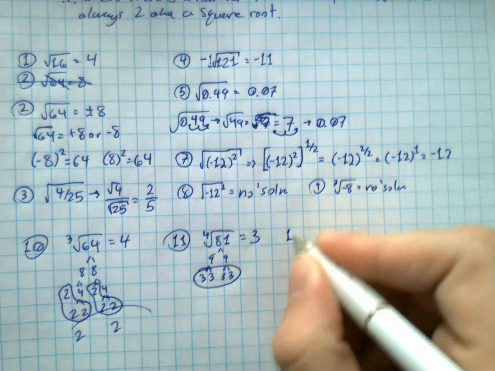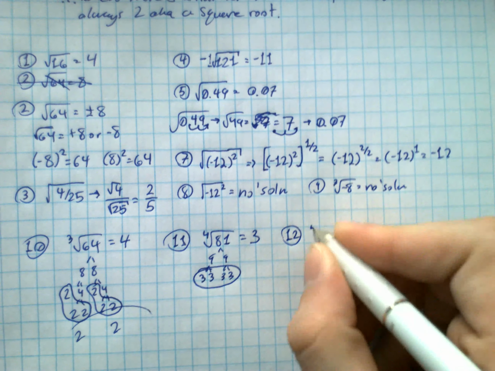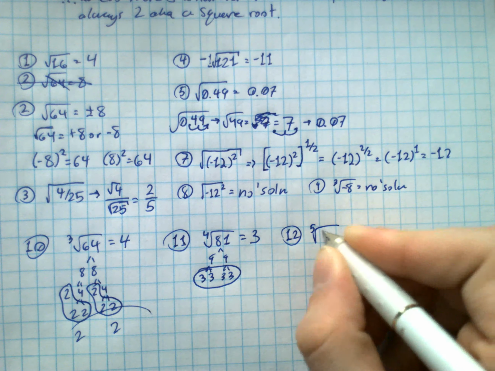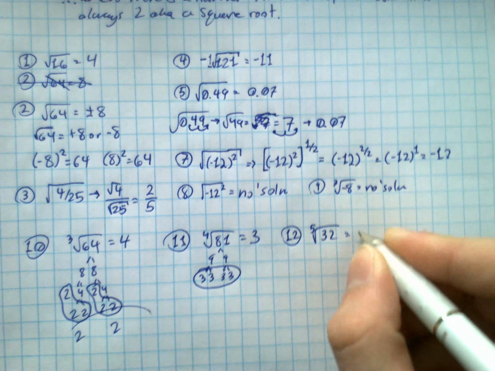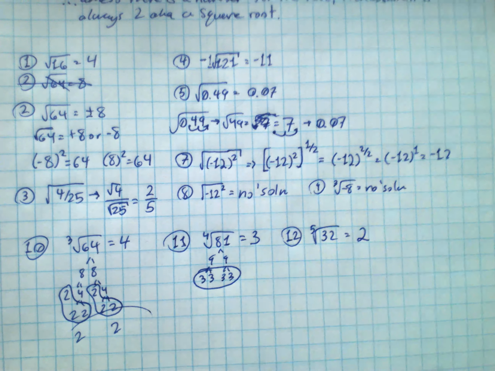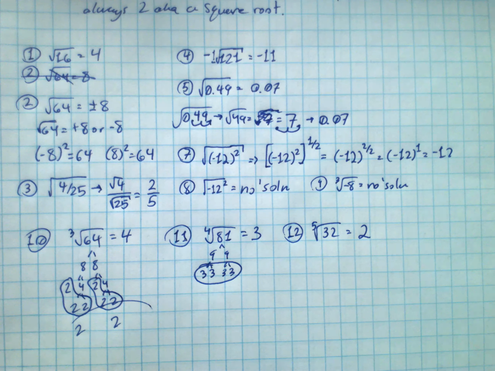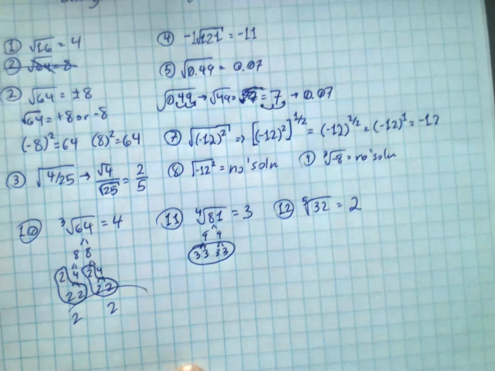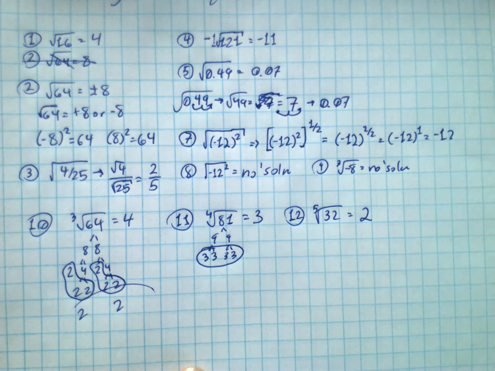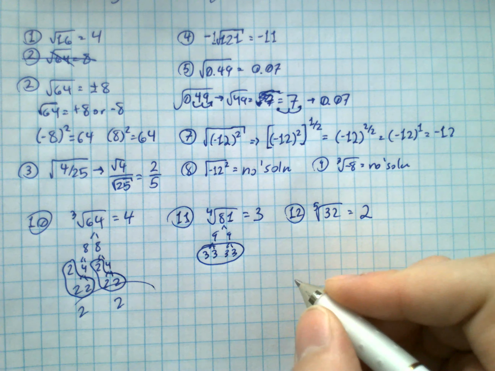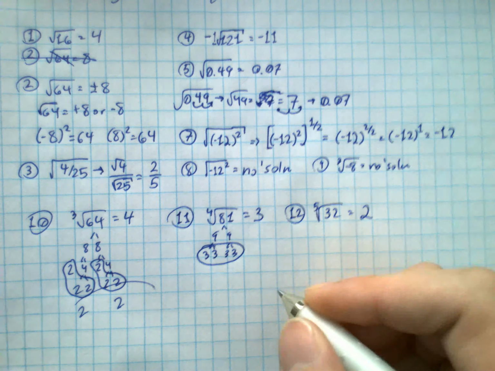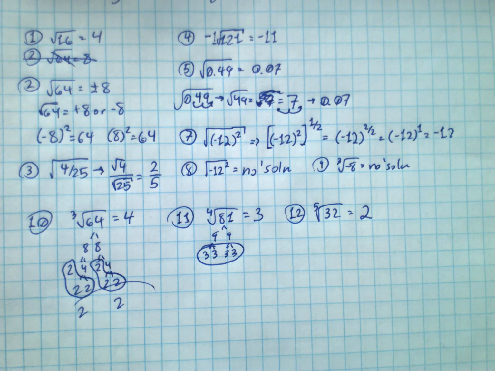Number 12. What about the fifth root of 32? I'm just going to give you a spoiler on that one. It's just 2. 32 splits into 8 and 4. 4 splits into 2 and 2. 8 splits into 2 and 4. 4 splits into 2 and 2. 1, 2, 3, 4, 5. Done. Did it in my head. Okay. So I think you get the idea at this point. All right. So hopefully those examples helped, as well as that explanation involving the nth root.